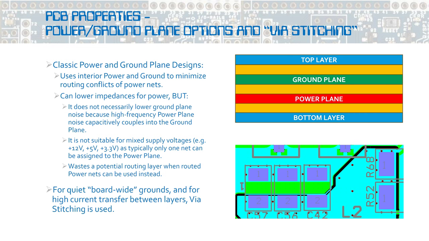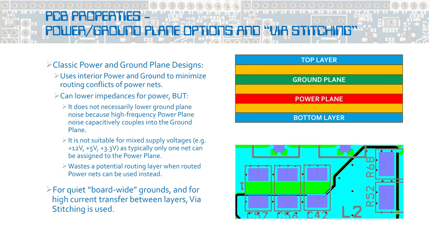How many have seen four-layer designs where they have a power and ground plane in the middle of the board? Yeah, it's pretty common. It was a common technique when I was a young engineer. Why did we do it? Made ground connections easy. You didn't have to route them through rat's nests. It made power connections easy the same way.